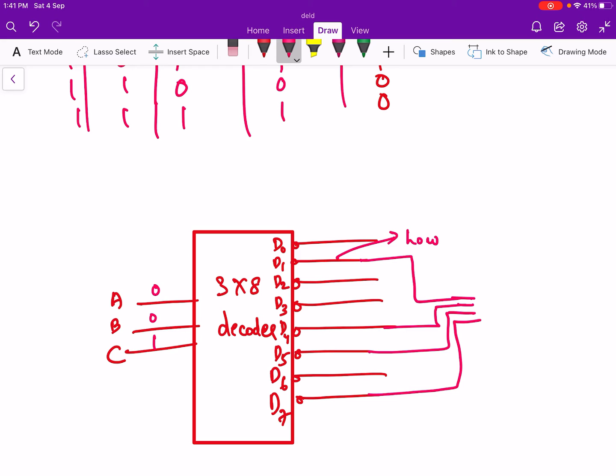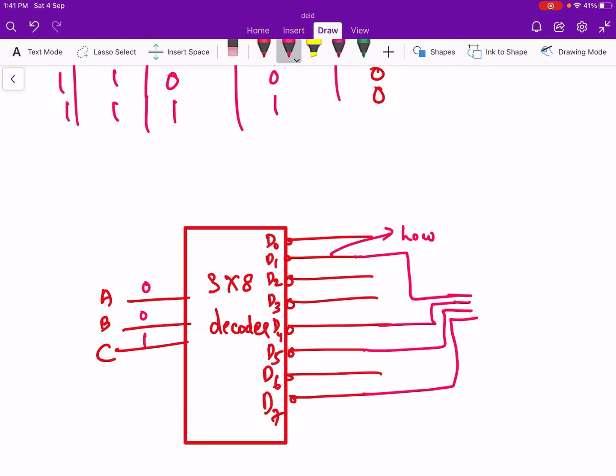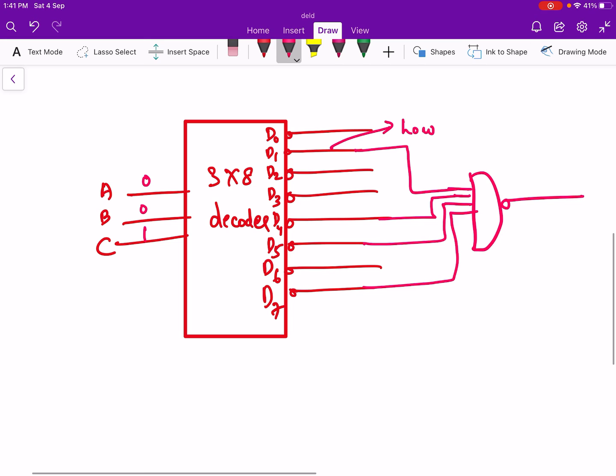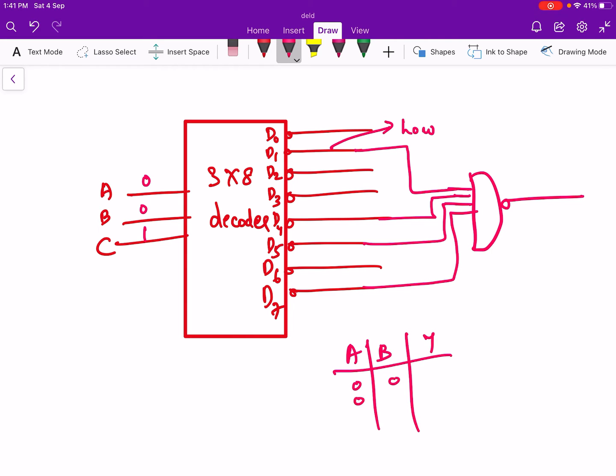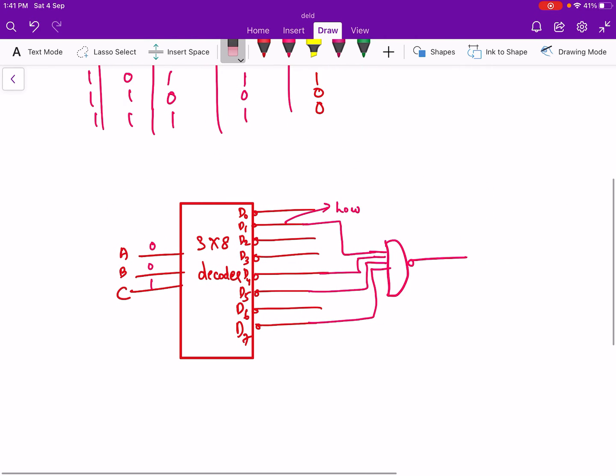So we have to use a gate such that the output of the gate will be high when any of the inputs is low. We can use a NAND gate for that. As you all know, the truth table of the NAND gate is like this. If any of the inputs is low, the output will be high. So we can implement the SOP function using this NAND gate. Now next is the POS function.